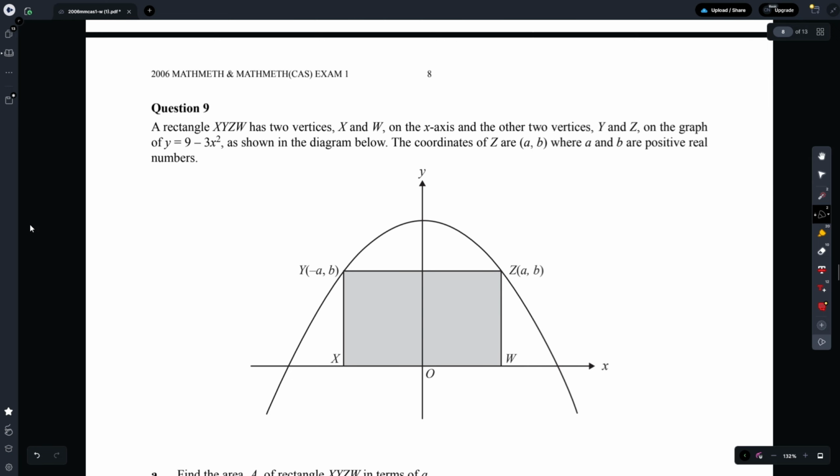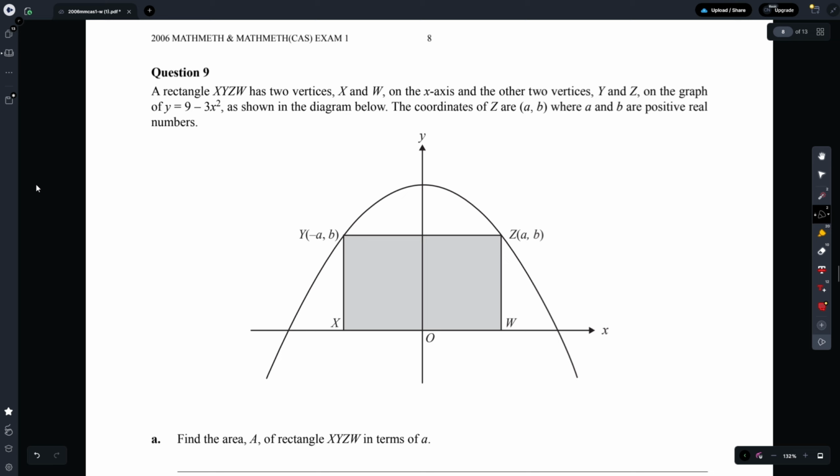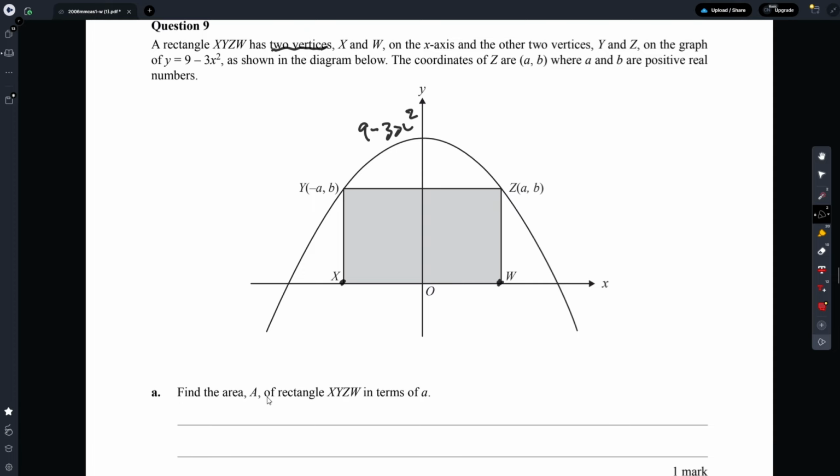Equals 18. Next question. A rectangle XYZW has two vertices, x and w, that's these 2 points, and the other vertices, y and z, on the graph of y equals 9 minus 3x squared. So this is now quadratic. As shown in the diagram below, the coordinates of z are a and b, where a and b are positive real numbers. Find the area A of the rectangle XYZW, so this entire rectangle, in terms of A.